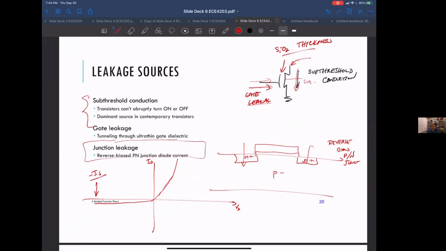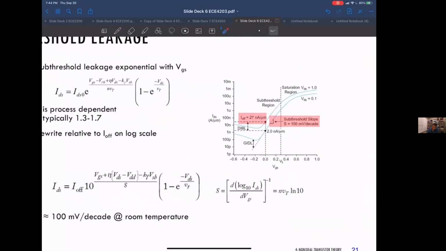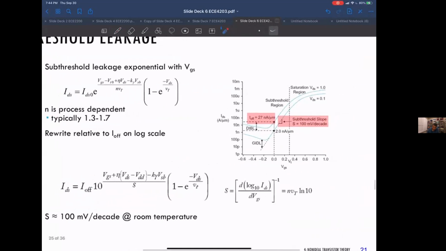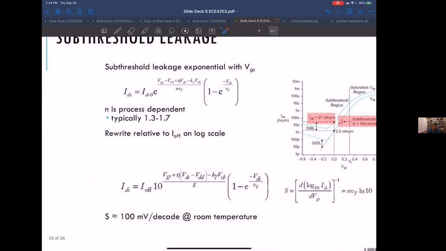It turns out the subthreshold current is the most significant one in modern processes. And it's got a complex equation. So I don't really expect you to memorize this equation. I think the only thing that is very important is this approximate equation.